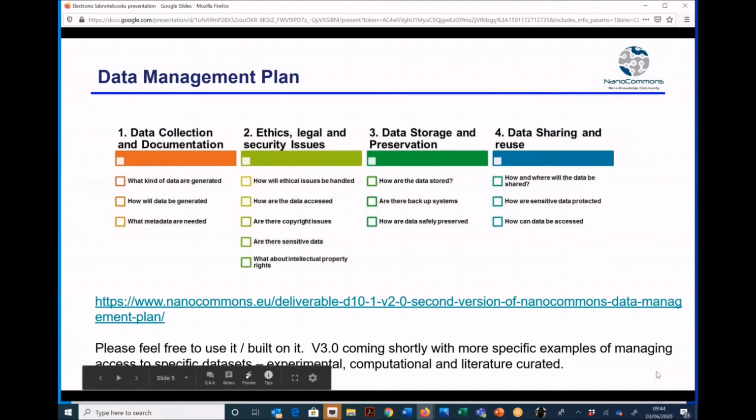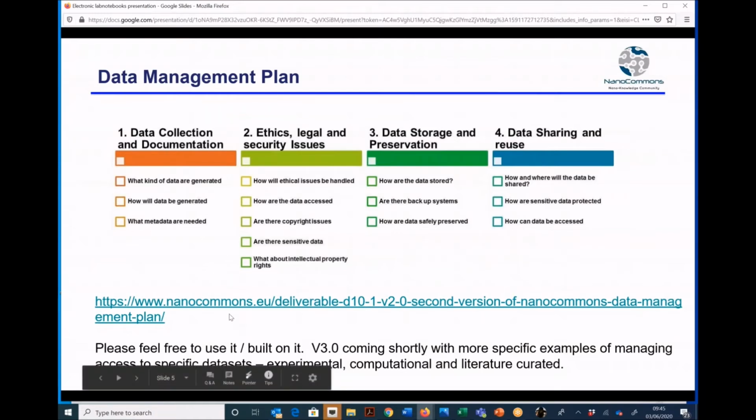So the other important aspect of all of this is, as an experimentalist, you need to have a data management plan. And that's really a way of describing how you're collecting your data, what kind of data you're generating, all of the ethics, legal and security issues around it, how you're going to store and preserve it, and how you're going to share it and reuse it.